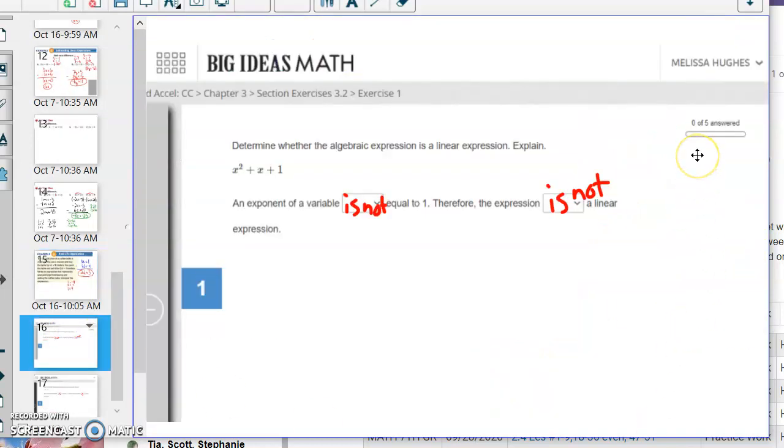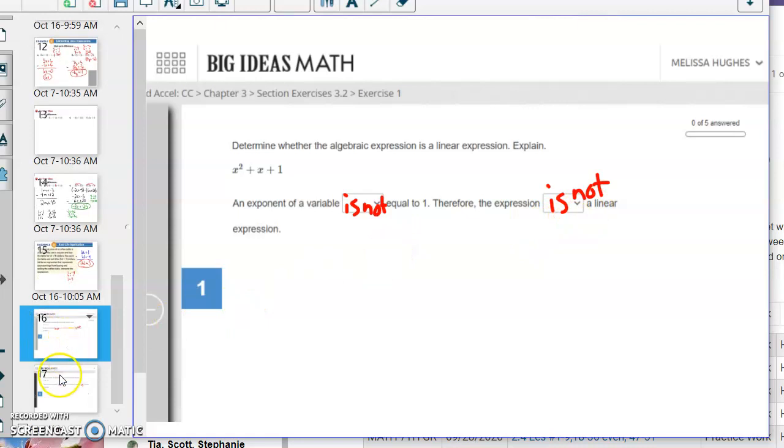So that takes us to our homework assignment. Your homework assignment is in bigideasmath.com, 3.2 lesson. So when you log in there, first question says, determine whether the algebraic expression is a linear expression. Well, an exponent of the variable is not equal to 1. It's this one right here that's not equal to 1. So therefore, this expression is not a linear expression.